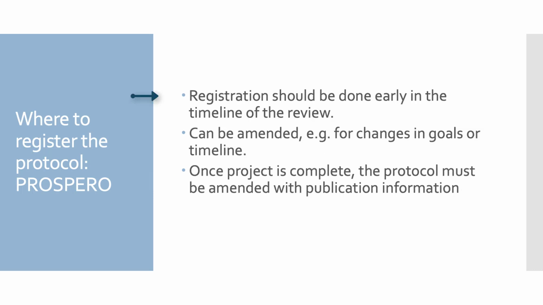Registration should be done early in the project timeline, ideally before initial screening for studies, but certainly before the completion of data extraction. The protocol can be amended even after registration. For example, if your project changes in outcome goals or timeline, make those edits in the registered protocol. PROSPERO registration creates a permanent record with dates of your protocol, including amendments. Once the project is completed, authors are expected to report the publication or location, such as a repository of unpublished information.